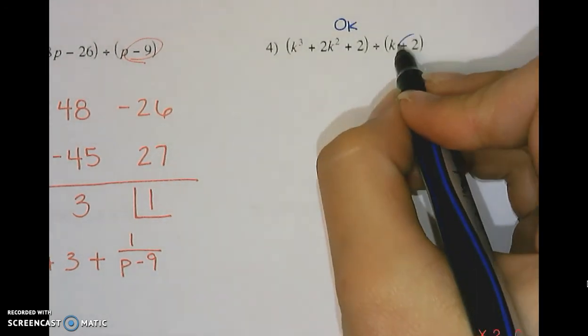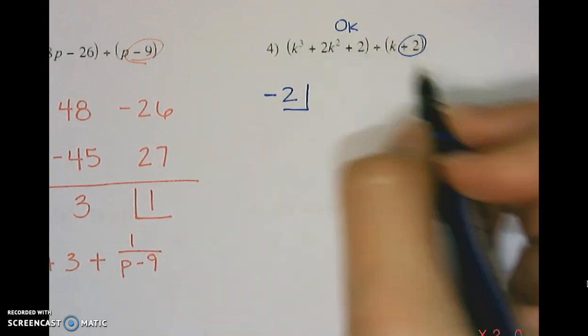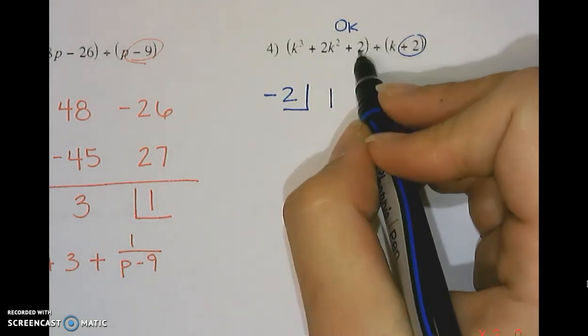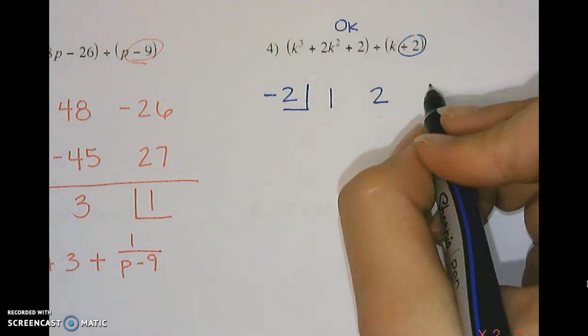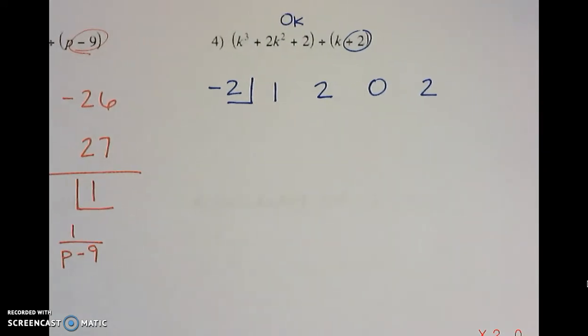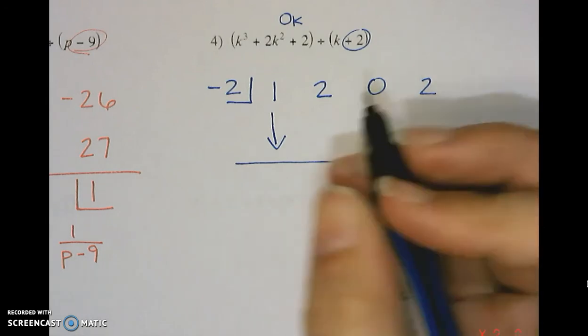So this is a plus 2, so I'm going to put negative 2 on the outside. Do my coefficients just like I did before. So this is 1, 2. But instead of writing this 2, I got to account for the 0k. So 0 and then 2. All right, leave some space. First one comes straight down. So 1.